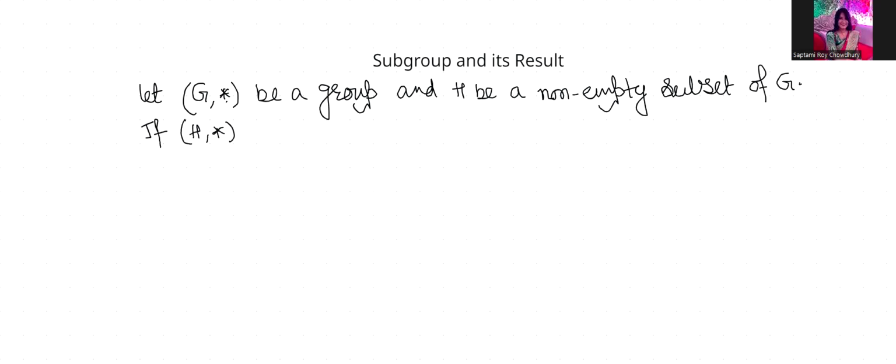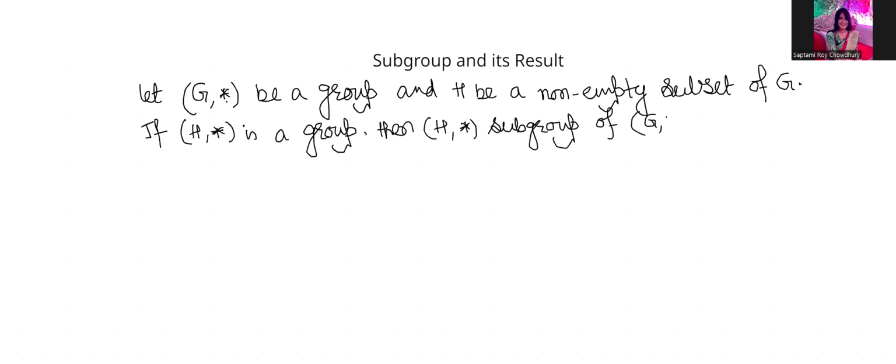If H comma star is a group, then we call H comma star the subgroup of G comma star, right? That means H is our non-empty subset of G, and if H comma star is a group, then H comma star becomes the subgroup of G comma star. Now, this is the formal definition of a subgroup.